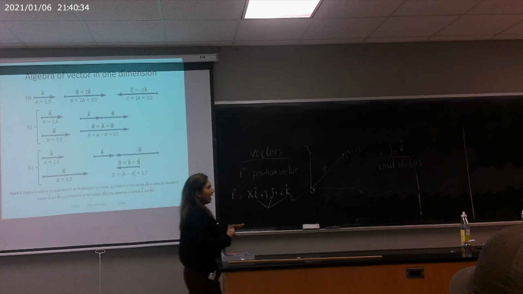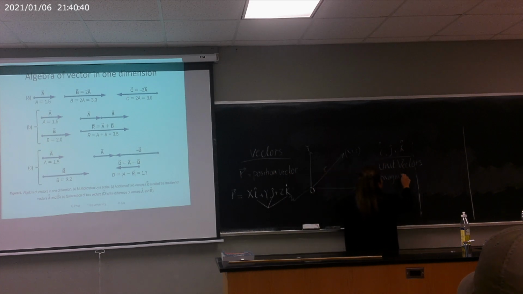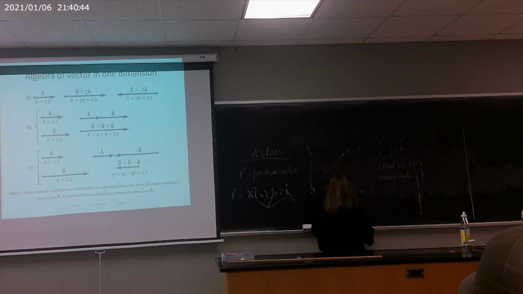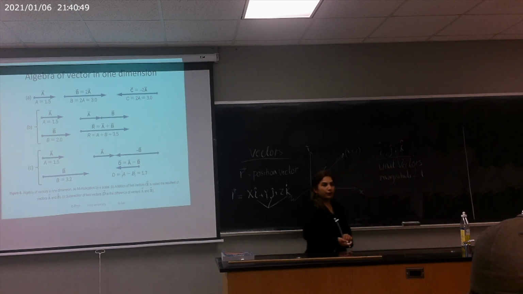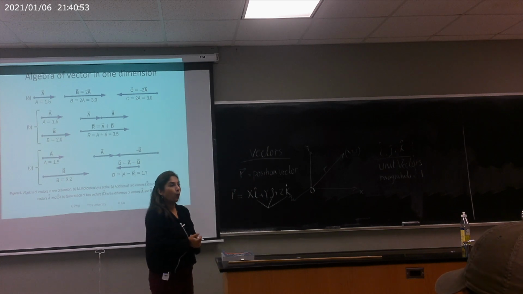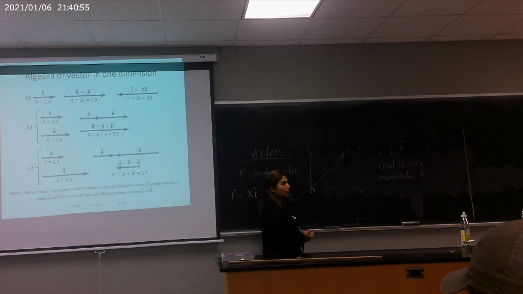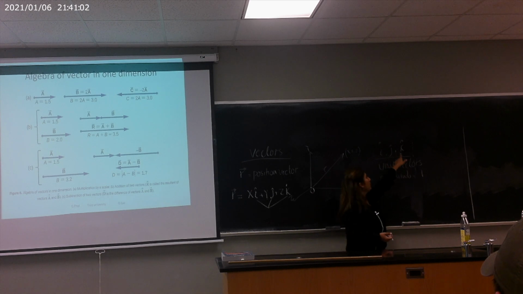It does not affect anything for the magnitude. If their magnitude is 1, or the length is 1, it will only represent the direction. Make sense? Unit vectors are the vectors which have magnitude 1. They only represent the direction: i for the x-axis, j for the y-axis, k for the z-axis. All right?